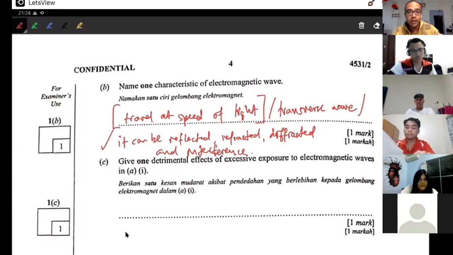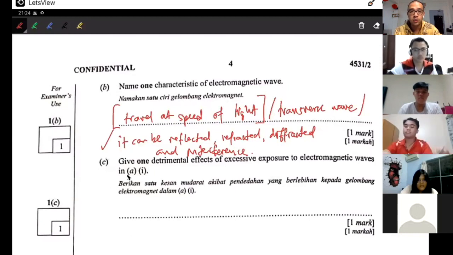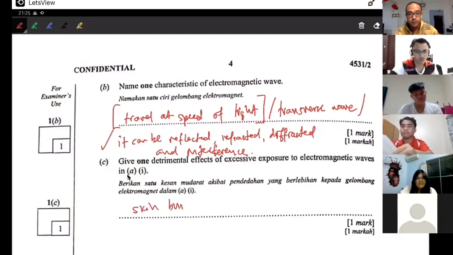Okay, so give one detrimental effect of excessive exposure to electromagnetic waves in A1. Okay, so the wave is infrared lah. So what is the not so good thing about infrared? It's not that your brains will be affected. Please, okay? The only effect it has is skin burn. Okay, this is the only possible effect. Infrared is seperti cahaya matahari atau ring light, okay, yang lama-lama di atas muka kamu. Obviously you get sunburn lah kan. Okay, infrared works around the same principle. So if you are too long exposed to infrared, you will get skin burn.